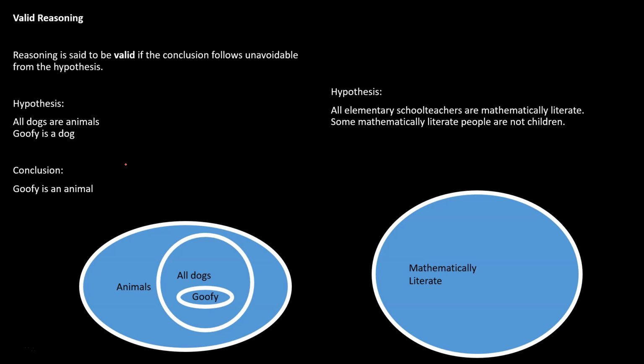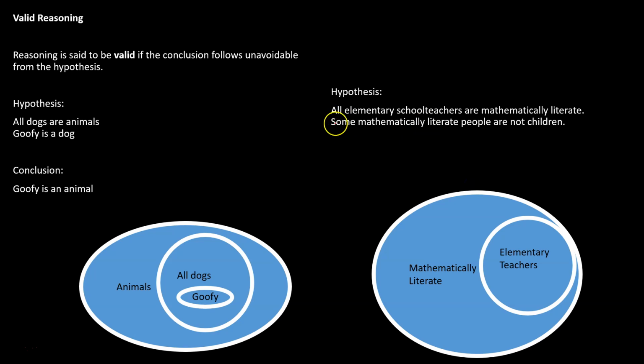This could be anybody who's mathematically literate. It could be me, it could be you, it could be your neighbor, probably not your dog. And then we're going to draw a circle within the mathematically literate circle because the hypothesis says all elementary school teachers are mathematically literate, which means the circle has to be completely inside of the mathematically literate circle. I can't draw it half on, half off, because this would suggest that there are school teachers that are not mathematically literate. And even if that is the case, that's not what our hypothesis says.